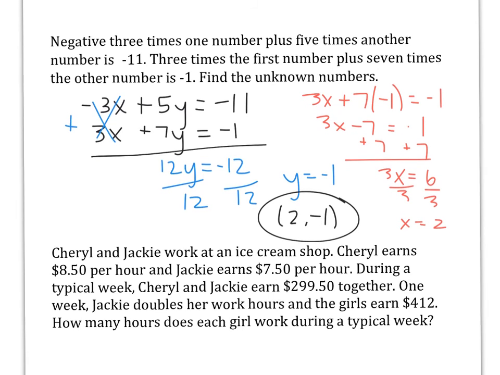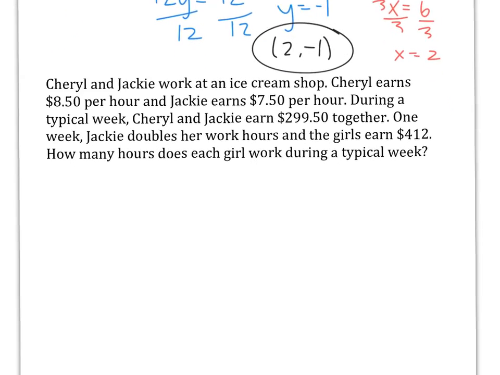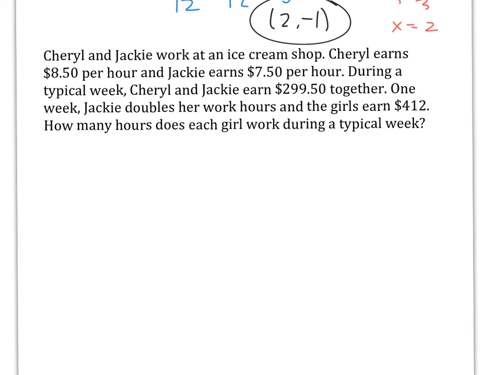So now we'll take a step up here with this word problem. This will be the last example on our notes. Got to finish the notes strong. So Cheryl and Jackie work at an ice cream shop. Cheryl earns $8.50 per hour and Jackie earns $7.50 per hour. During a typical week, Cheryl and Jackie earn $299.50 together. One week, Jackie doubles her work hours and the girls earn $412. How many hours does each girl work during a typical week?